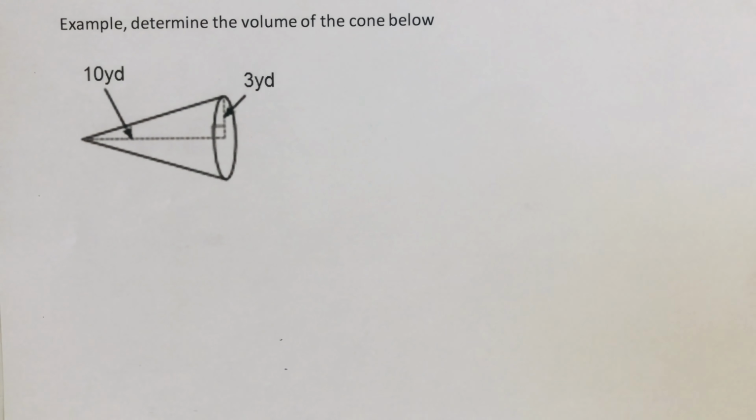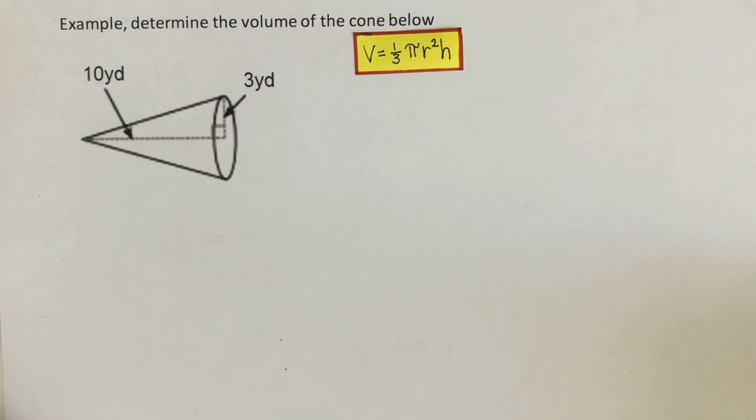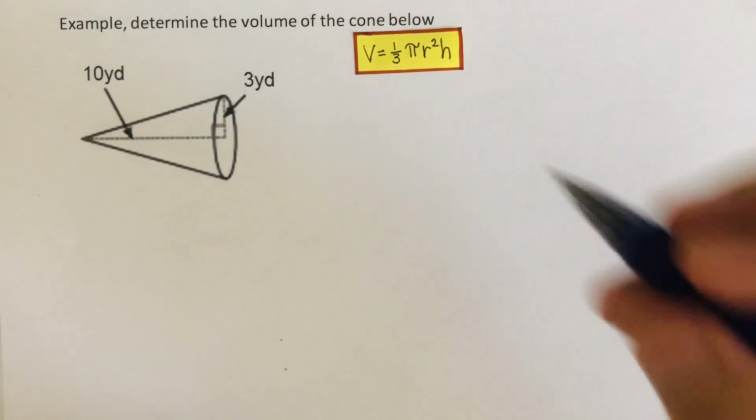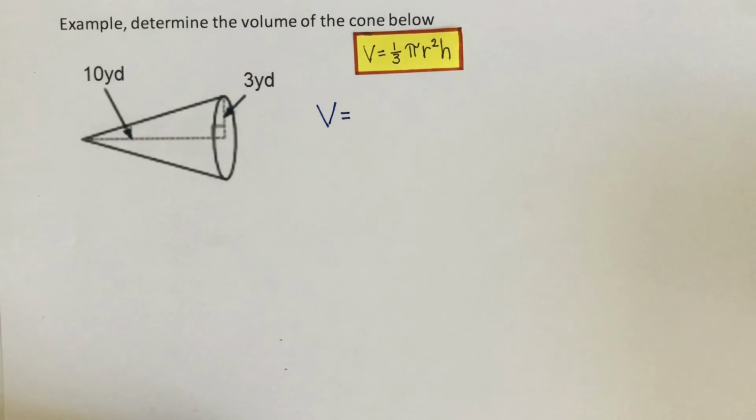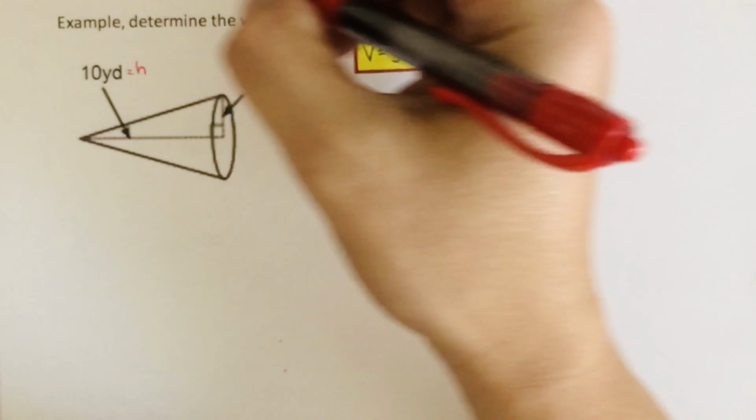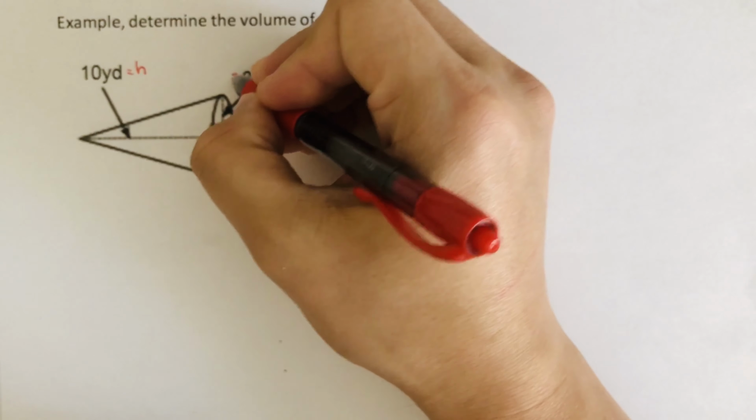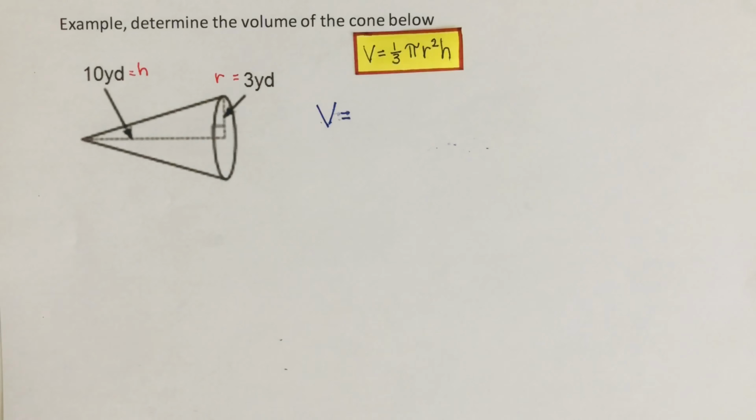Okay, so we go over the problem here. Again, we got the formula in the first slide. I will put that formula up here because we're going to use it in determining the volume of this cone. So we start by writing V. By the way, in this problem, we are given 10 yards as the height, and this 3 yards here is the radius. This picture is not drawn to scale.